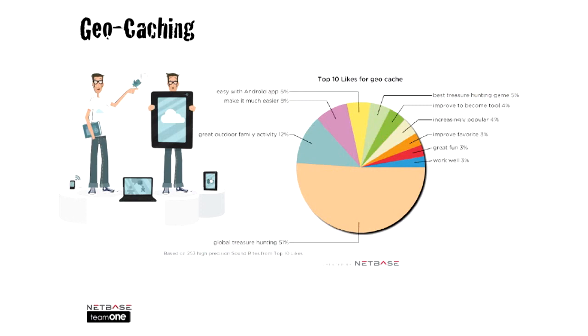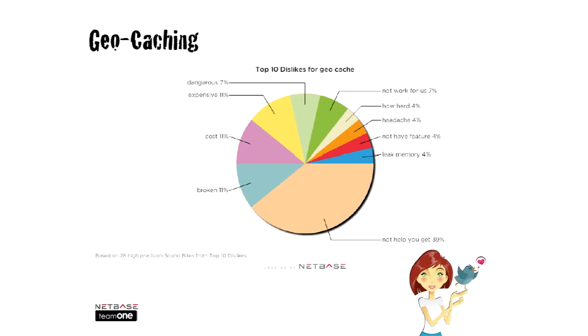So what do people like about geocaching? These are geocaching apps. It's like a global treasure hunt. It's a great outdoor family activity. It's great fun. It's increasingly popular. Good. That reassures what we were thinking. We think this will be a popular game. Now, what do we need to avoid as we develop Crosspath? What are the potential landmines?